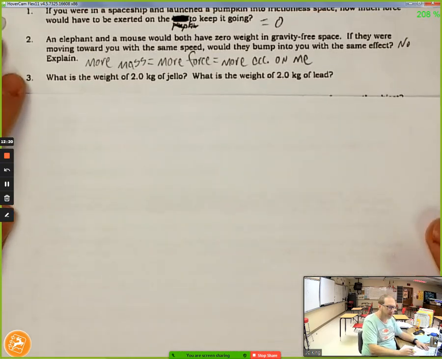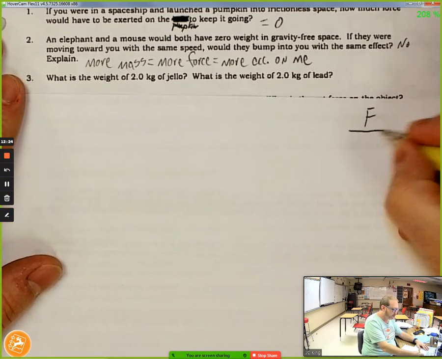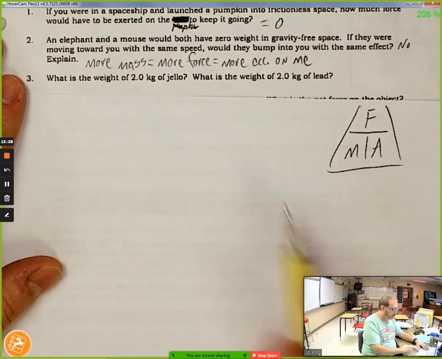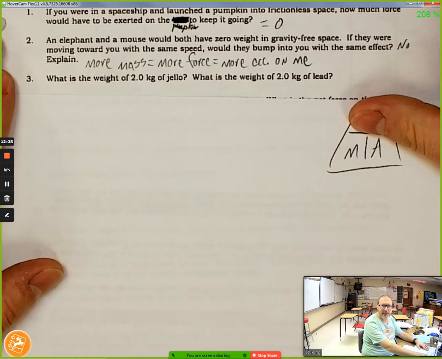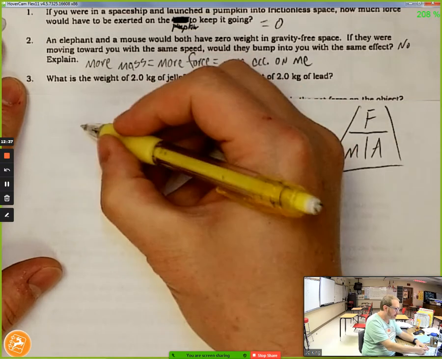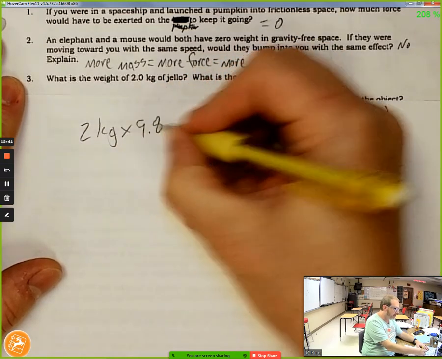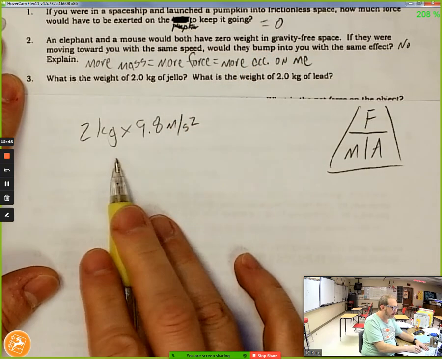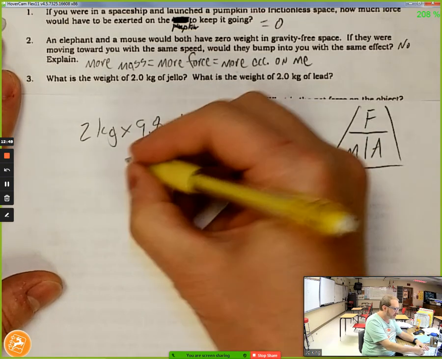So if force equals mass times acceleration, let me make myself a little triangle. Okay, if I'm trying to find the weight, I'm trying to find the force. So it's just going to be mass times my acceleration. That's 2 kilograms times 9.8 meters per second squared. So 2 times 9.8 would be 19.6.